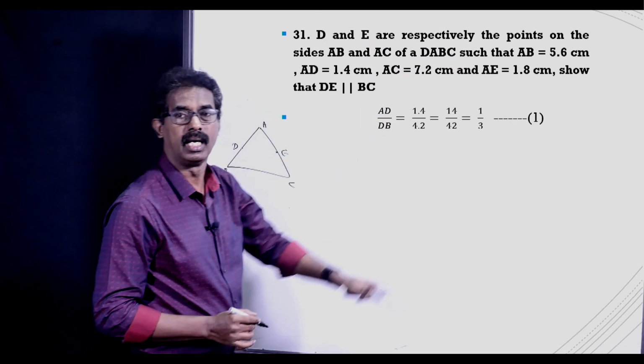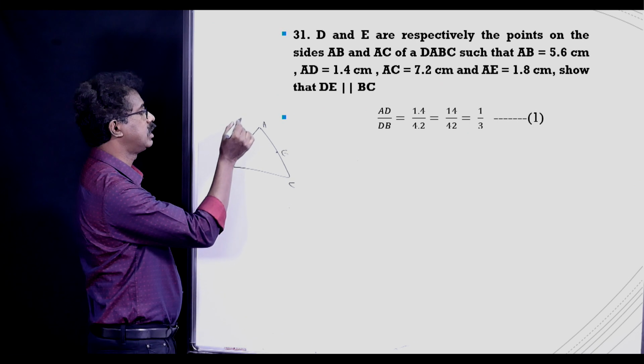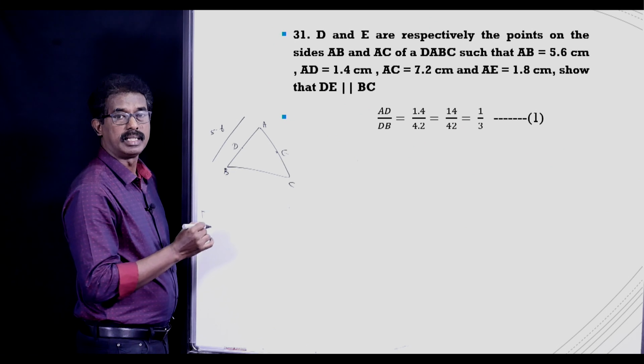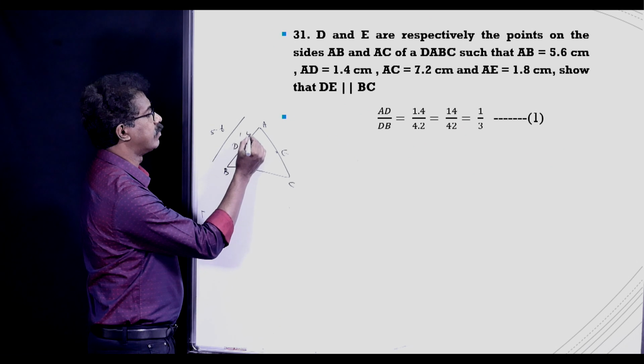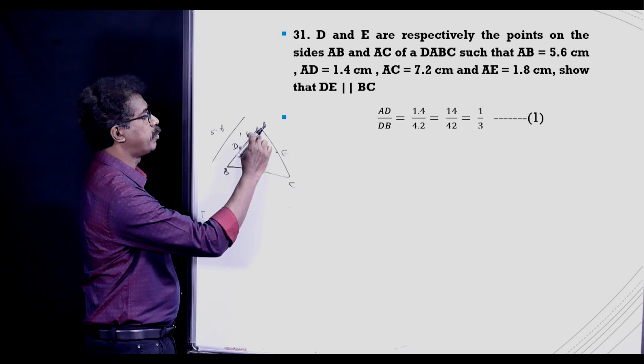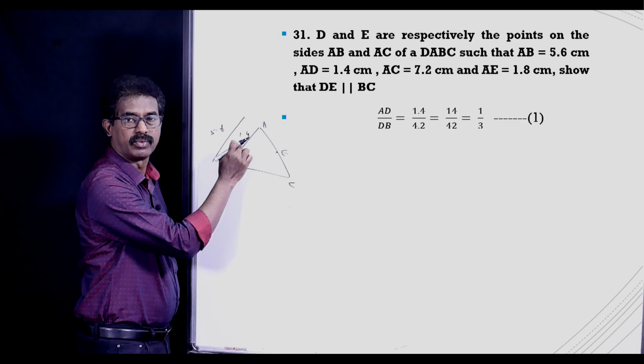Okay, triangle ABC. And AB they have given us 5.6. The full length is 5.6. Then AD is 1.4. The full length is 5.6 and this is 1.4, so you can find this, right? 5.6 minus 1.4, like that you can do that.